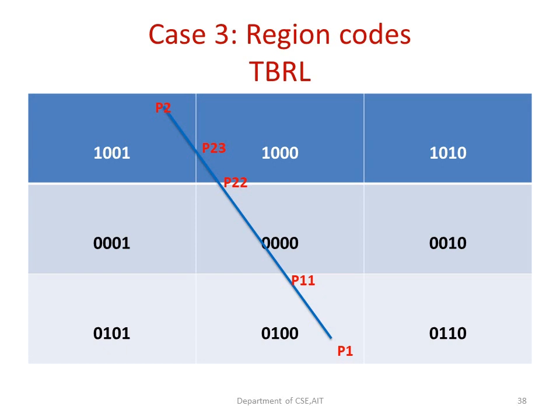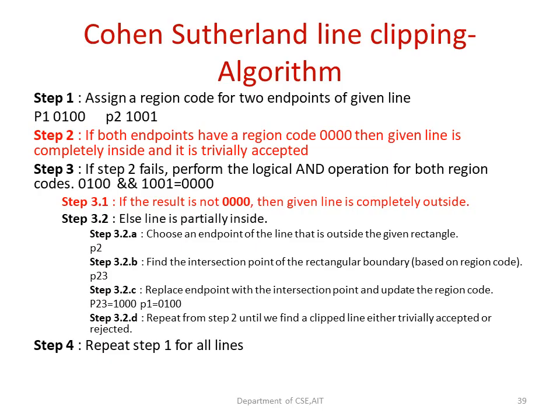We'll take another example where we have a line from P1 to P2. Here you can see the intersection points will be P11, P22 and P23. So after discarding P1 and P11, we are going to discard P2 and P23. After that we are going to discard P23 and P22, and only finally I am going to accept the line which is present between P22 and P11. The algorithm will be in this way.